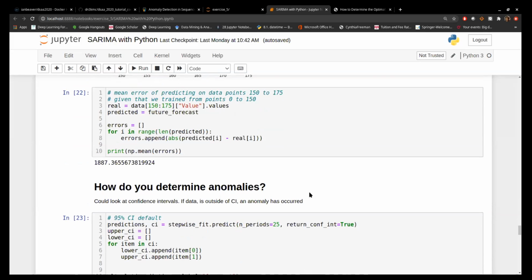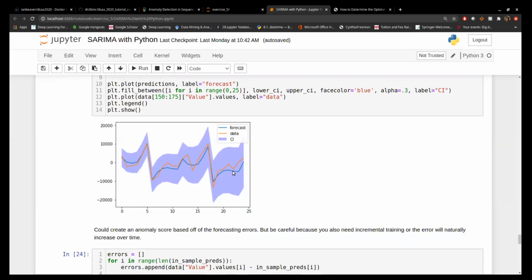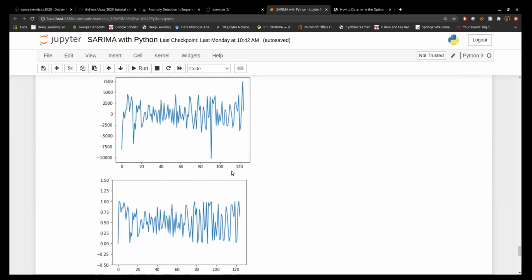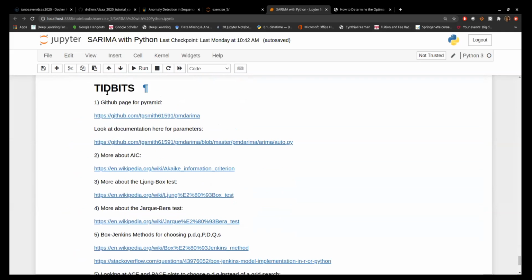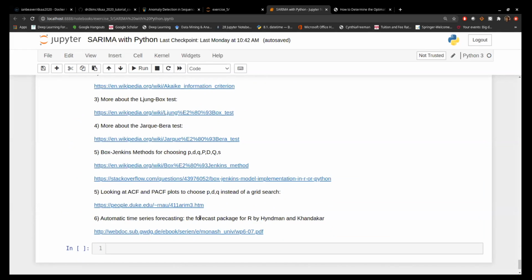Well, there are several ways this could be done. One way is we could plot confidence intervals and say that a data point that goes outside of the confidence interval is an anomaly. And another way is to make use of that sliding Gaussian window we played with in the previous exercise with STL, but use it on the forecasting errors. There are probably more ways you can think of to do this, but those are some starting points that you can try out. Once again, here are some tidbits at the end, like the page for pyramid, more about each of those tests, and also automatic time series forecasting, the package for R by Hyndman and Khandakar.